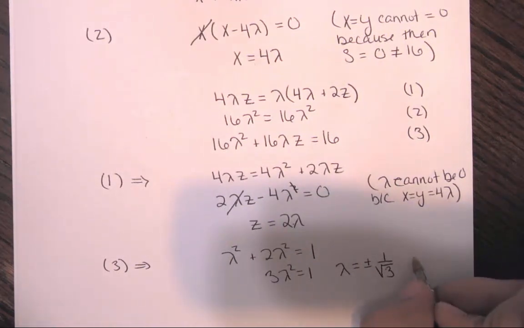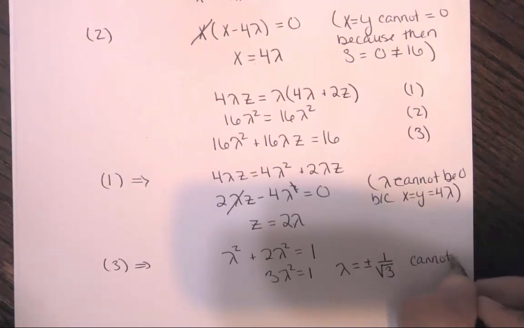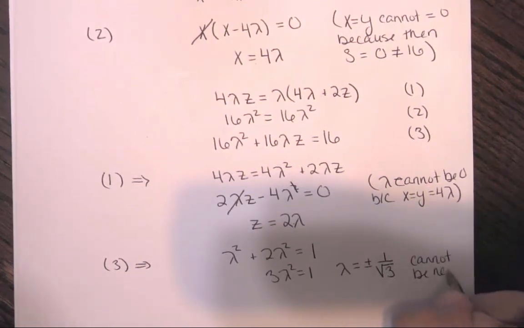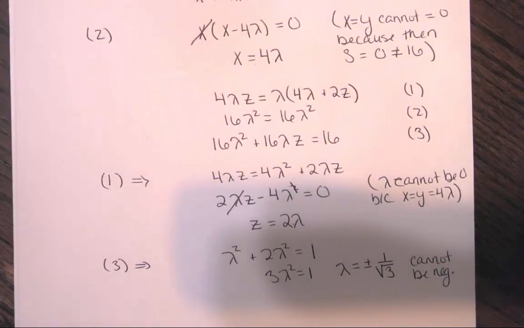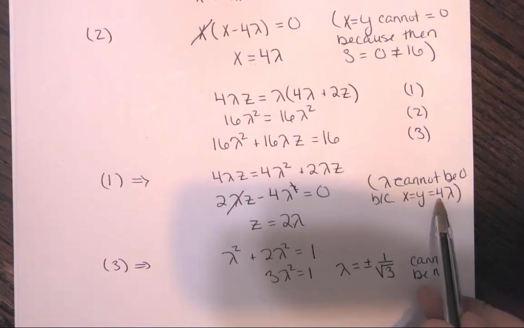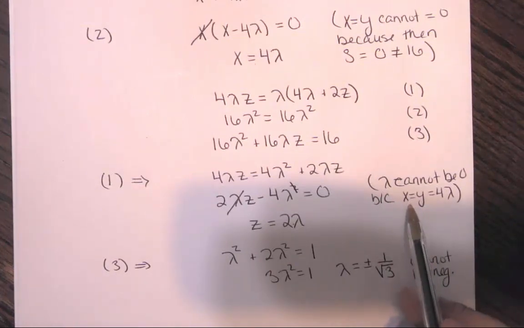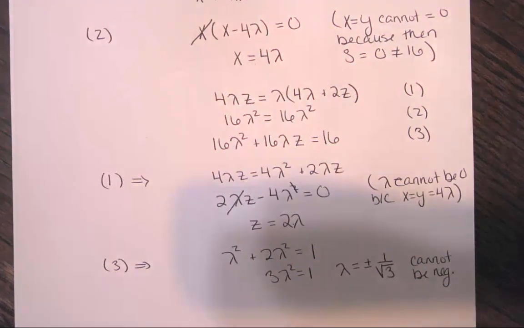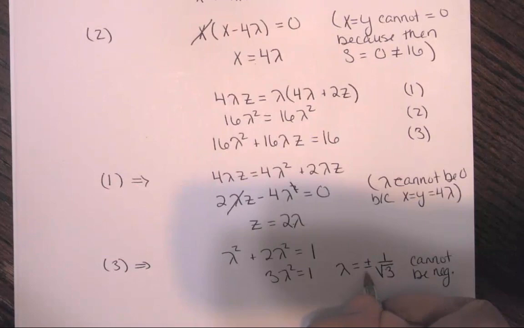Okay, well, it cannot be negative because, well, x times y is quadruple it, and if lambda is negative, so is x and so is y, and then we no longer have a box with positive width and length, which would be a weird box. So since it's not physically feasible, we can discount that and just take plus 1 over square root of 3.